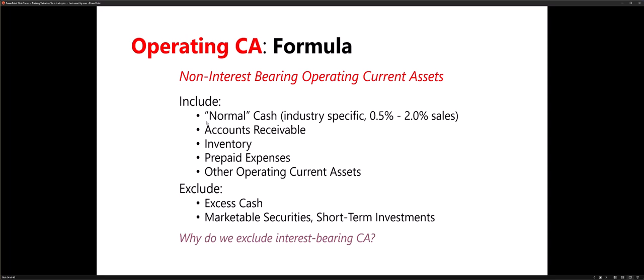However, the difference between the cash on the balance sheet minus the normal cash that you need to run the business is the excess cash. That thing, it just sits there. It doesn't do anything. So you want to exclude it because it's not part of operating your business.